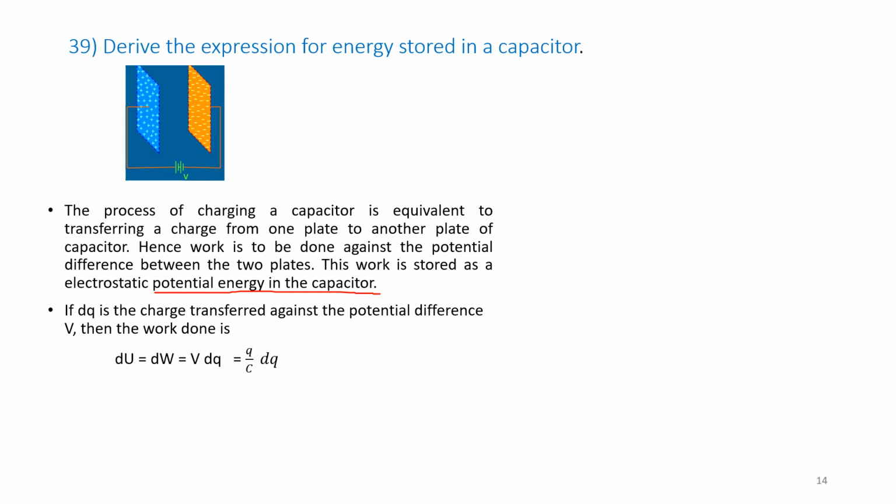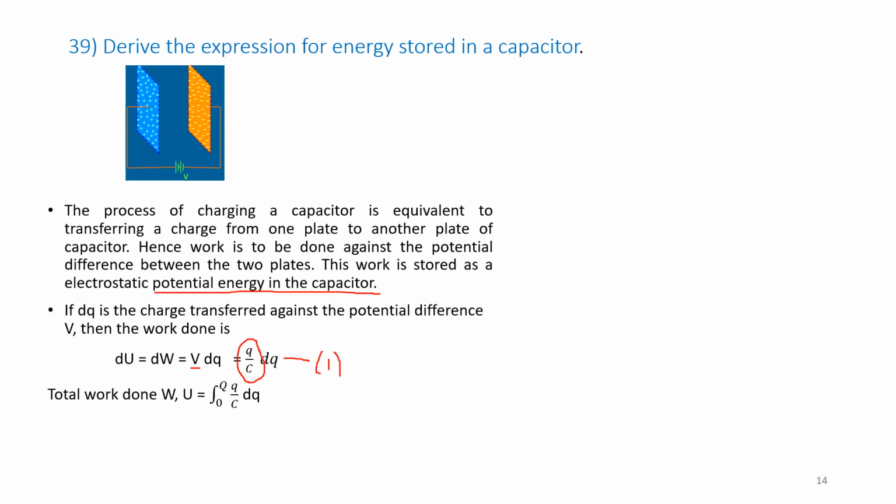That is, V is equal to Q by C. This V is equal to Q by C into dq as it is. Therefore, total work done U is equal to the integral from 0 to Q, that is, we are charging from 0 to Q, of Q by C into dq. That is the integral of this equation. Let us say that this is equation 1.